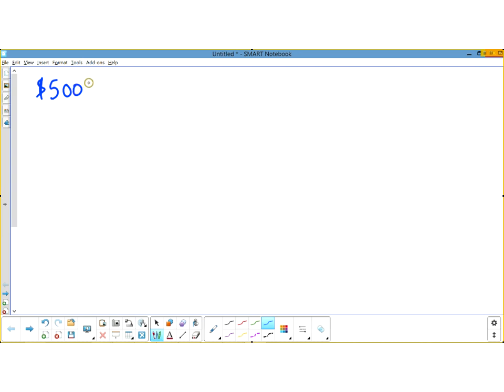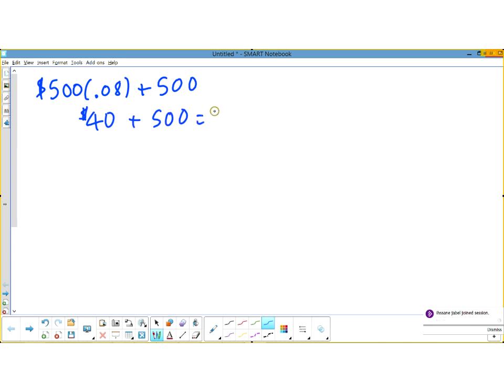So if you say that's going to increase by 8%, what most people do is multiply that by 0.08, and then add it back to the amount they started with. So your next line: 8% of $500 is $40. So you make $40 in your first year, plus 500, and that equals $540. So after 1 year, you would have $540.